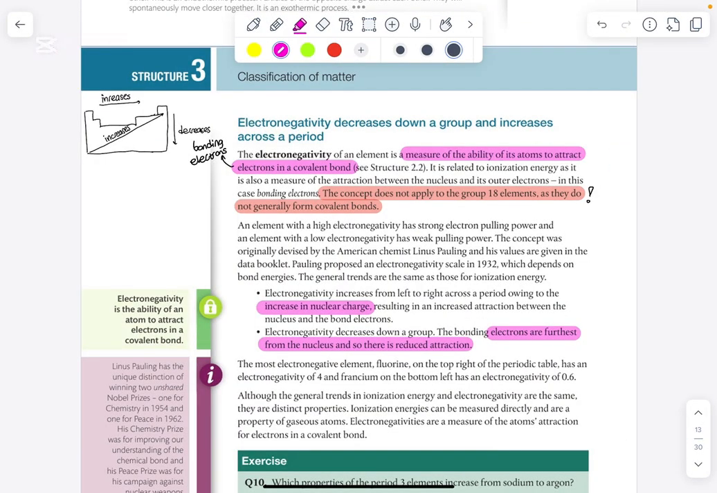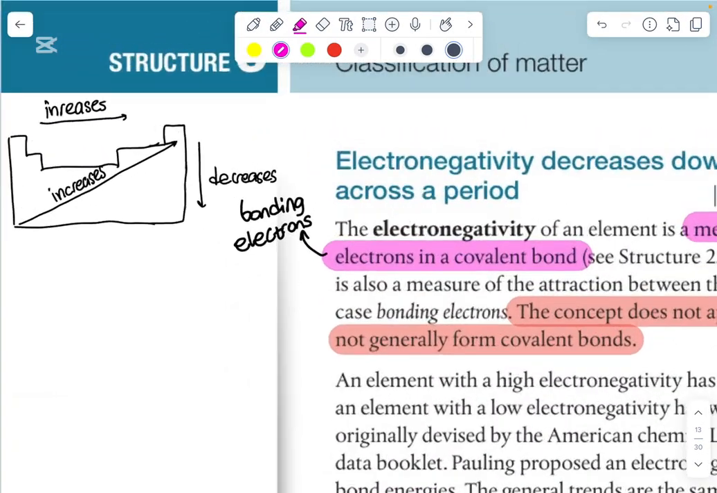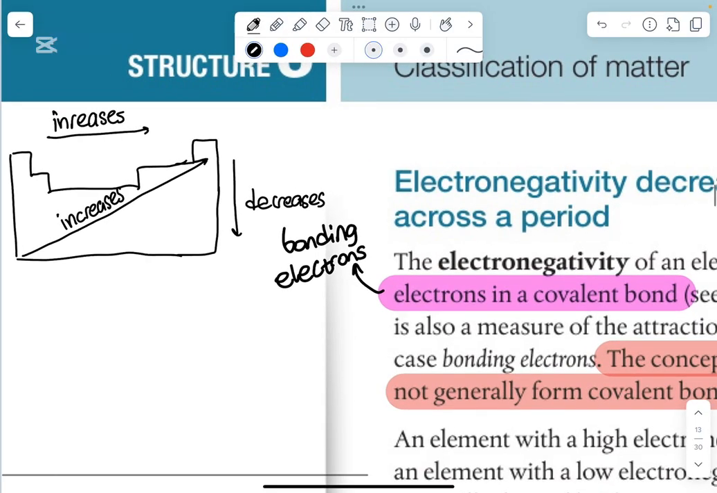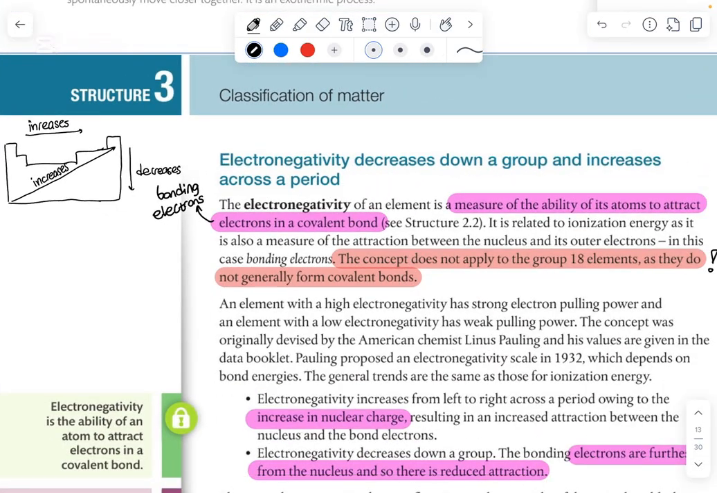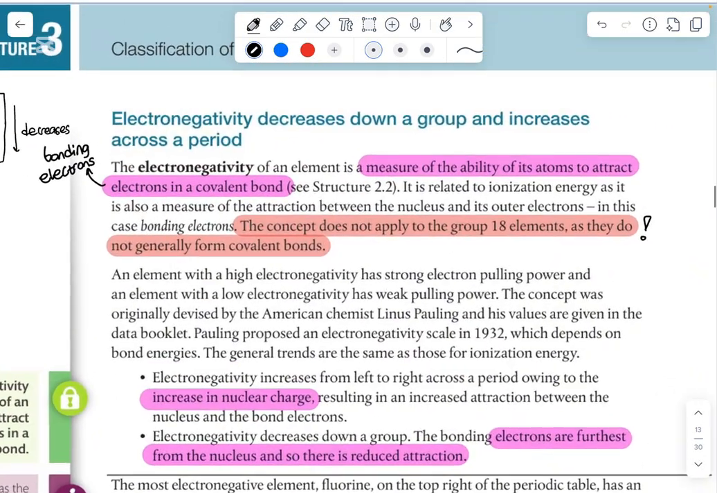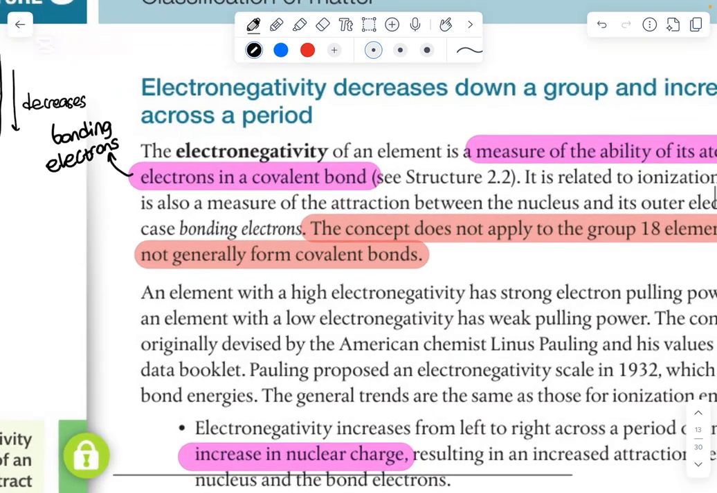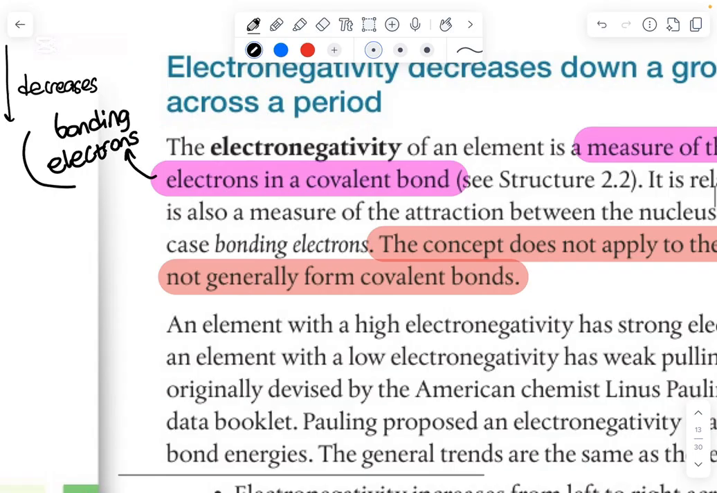Now we're moving on to electronegativity. The general trend in electronegativity is that it increases when you go right across a period and decreases when you go down a group. Electronegativity is a measure of the ability of an atom to attract electrons in a covalent bond, which is a bonding electron.